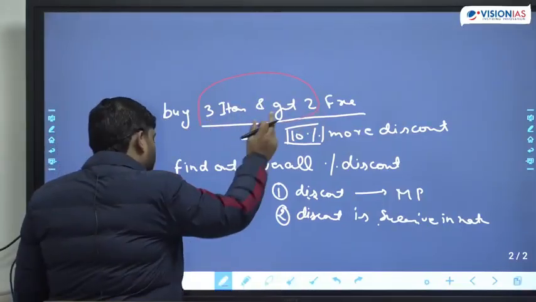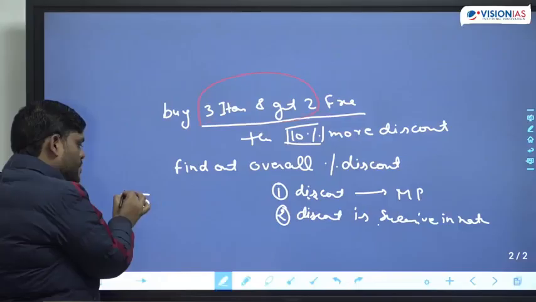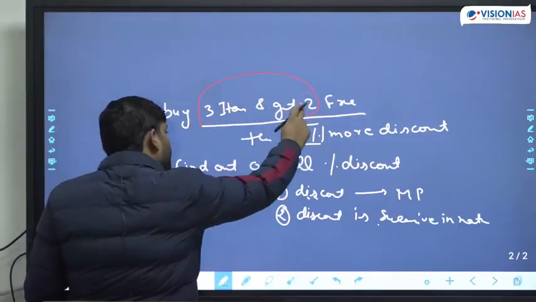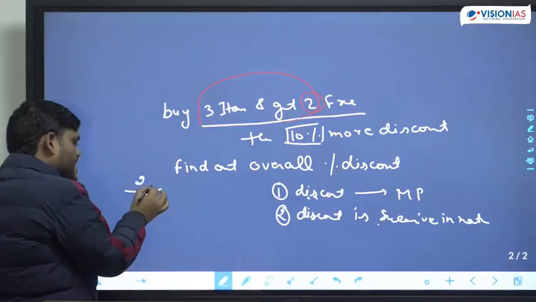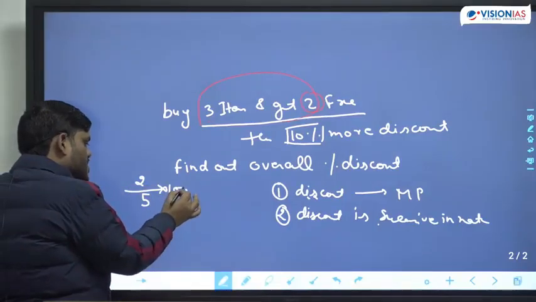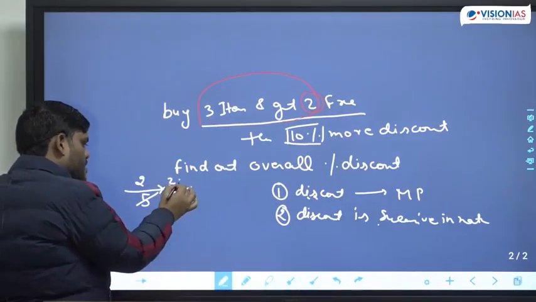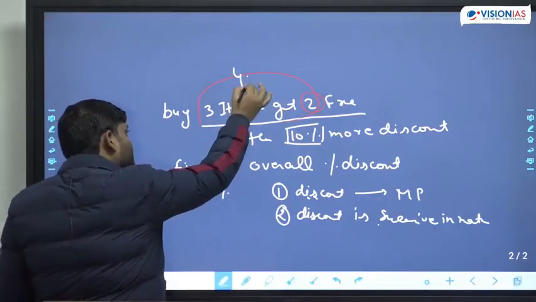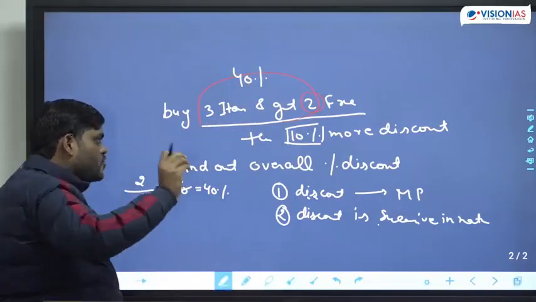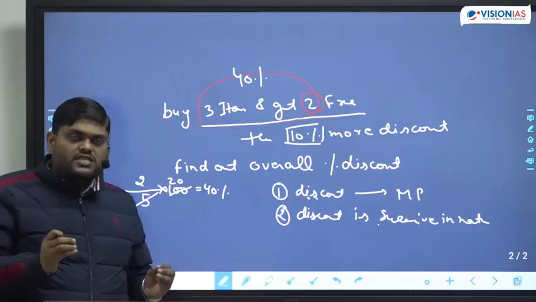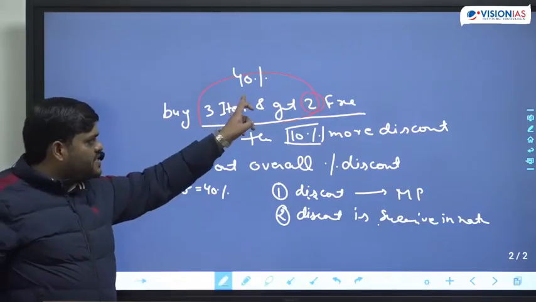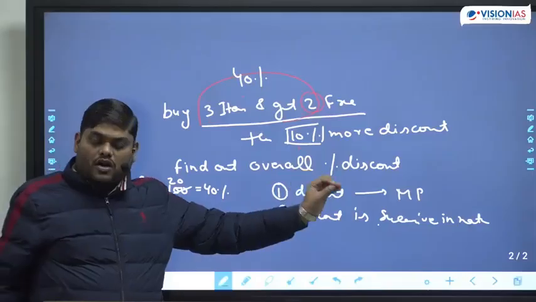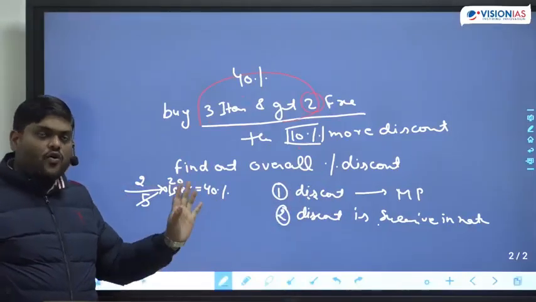Total 5 items are there, so 5 items will be the mark price. And how many items are we getting free? 2 items we are getting free. So the discount will be 40%. Now the question is, we are giving 2 discounts. One is 40% discount, another is 10% discount. What is the overall discount?